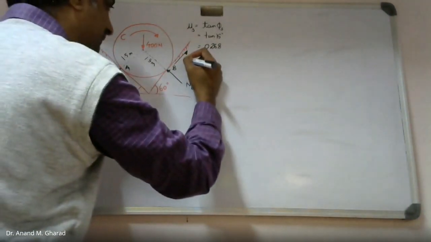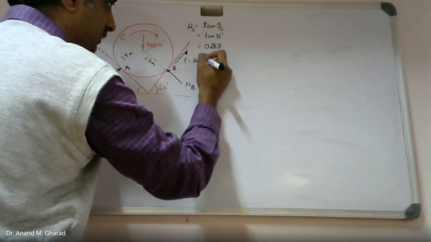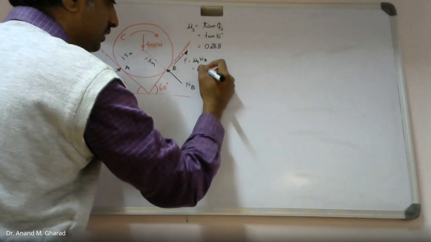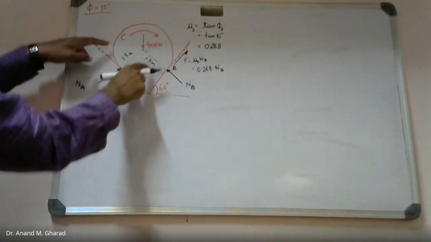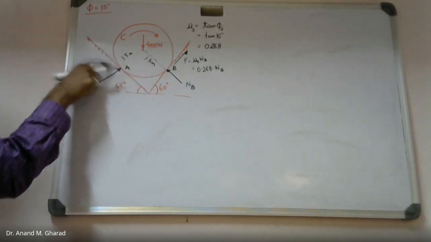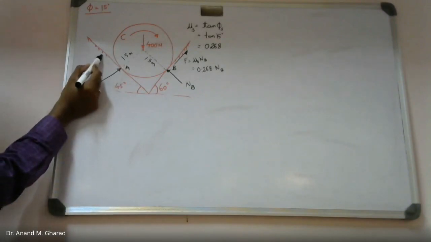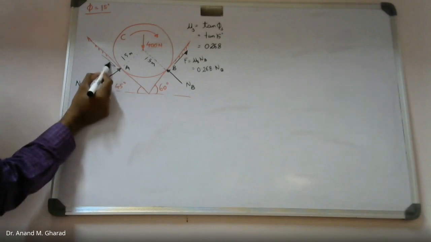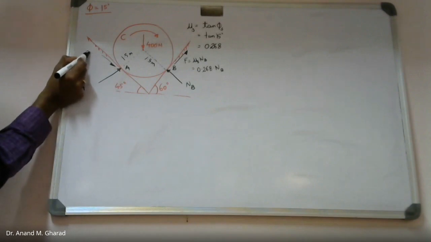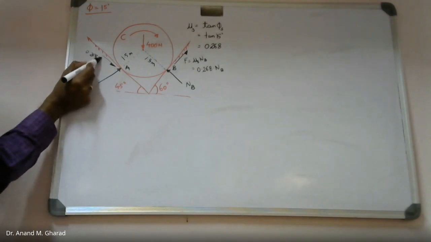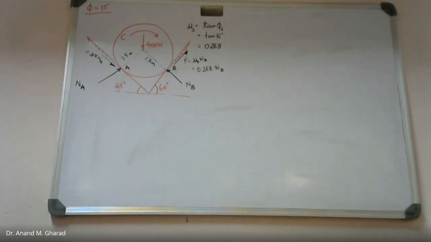What will be the magnitude or value of this? F max will be equal to mu s times N_B. So you substitute the values, 0.268 times N_B. Over here, what should be the direction of frictional resistance at point A? It will be downwards. So once you know the direction of these frictional resistances, then it becomes very simple to calculate the unknown forces, isn't it?